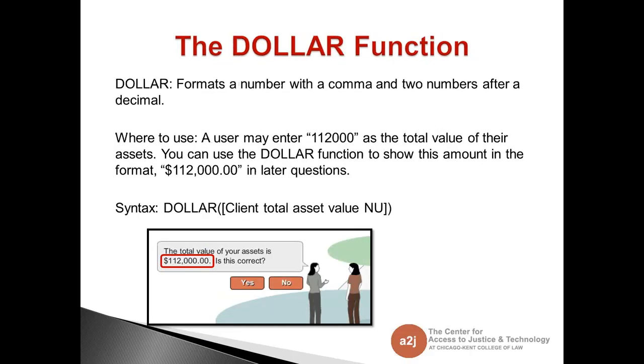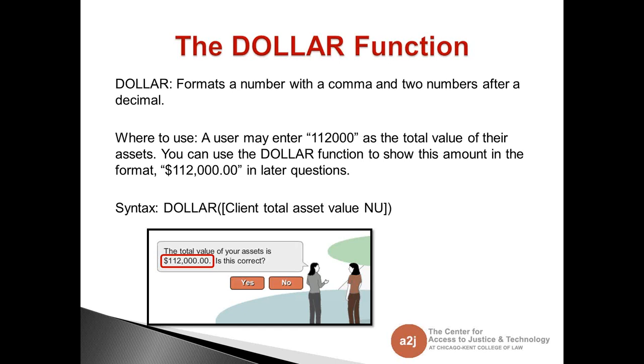And then the second to last function that we'll talk about today is the dollar function. The dollar function formats a number with a comma and two numbers after the decimal. So no matter what way the end user puts in a number for a dollar amount, it'll come out in the correct comma, period, you know, the decimal point, two numbers after the decimal point.